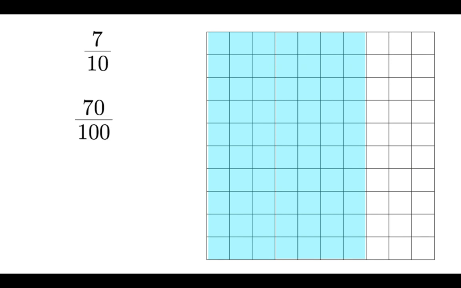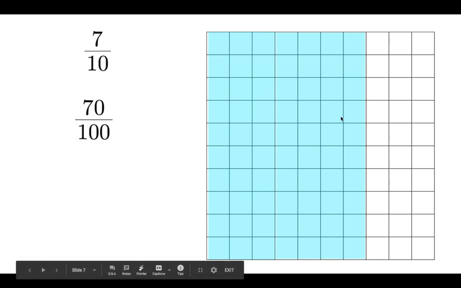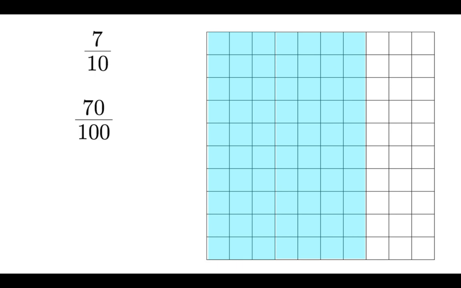We can also think of this as 70/100ths. If I look at my denominator, it's 100. So now I'm thinking of my whole being broken into 100 equal pieces, and 70 of those pieces are shaded. So we can say 7/10 is equivalent to 70/100ths.